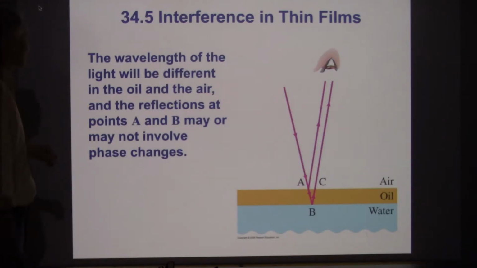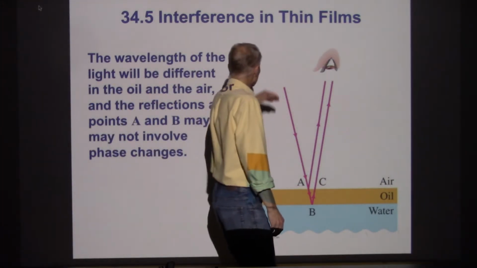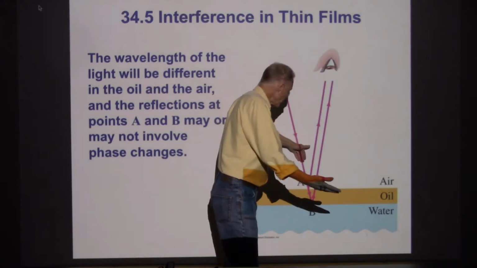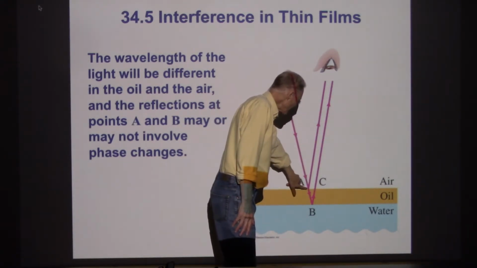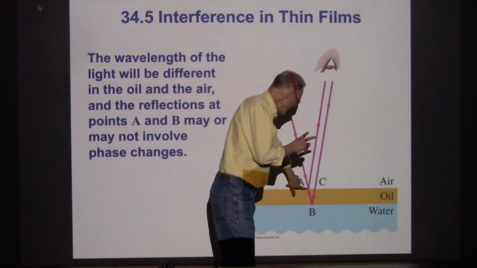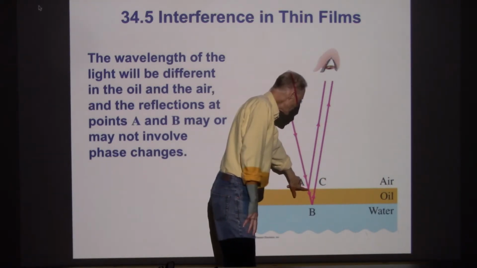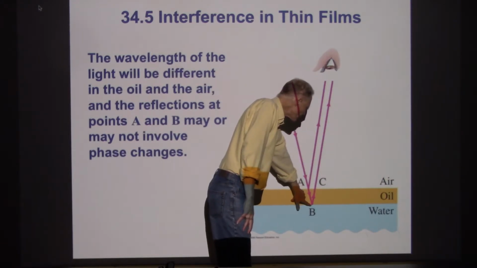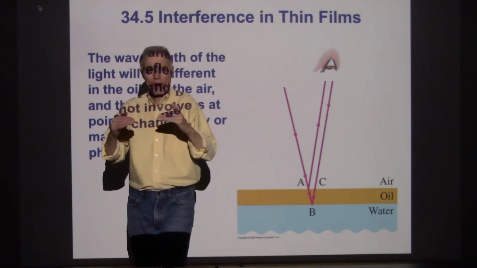And where the interference is coming from is this. We have light that's illuminating the oil and the water, and the light has two possible paths that it can take. One would be a reflection off that top surface, and one would be a reflection off the lower boundary.